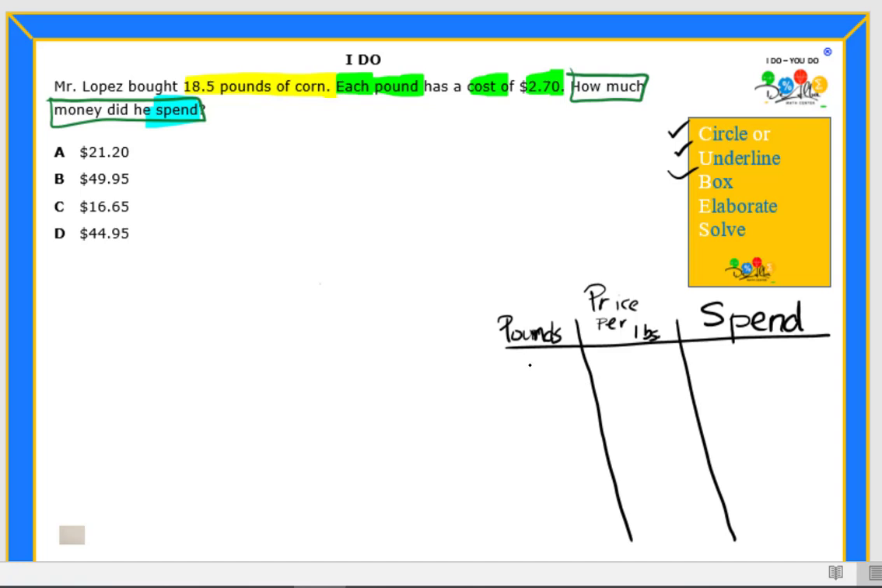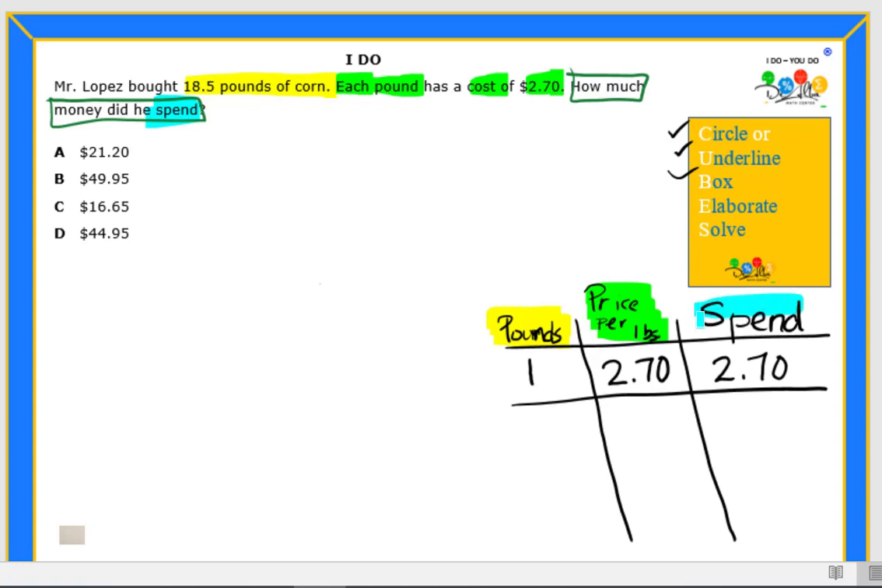So let's say we were just going to buy 1 pound of corn. How much does the pound of corn cost? Yes, $2.70. So that means that he would spend $2.70. So we would take the pounds of corn, and we know that each time he buys a pound of corn, it's $2.70, and then we will know how much he has to spend.